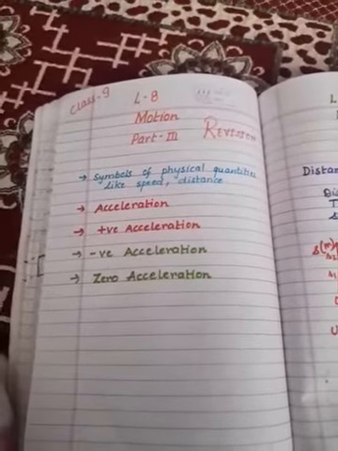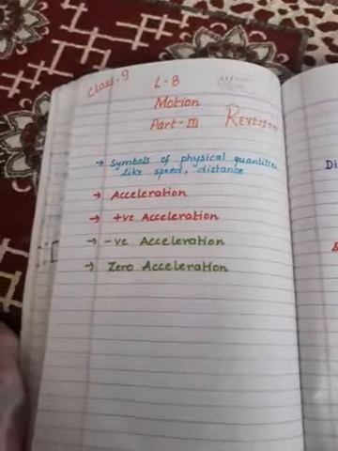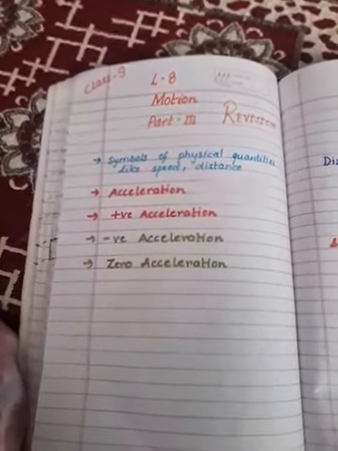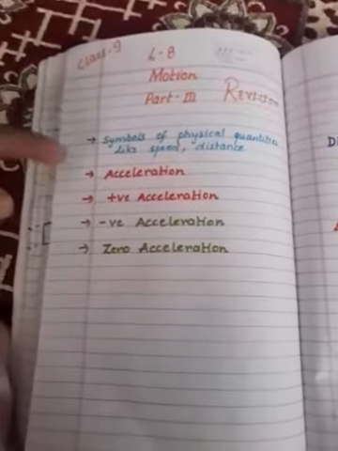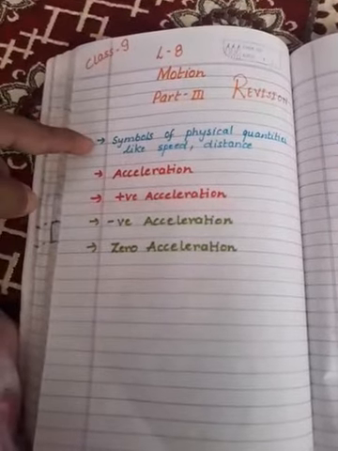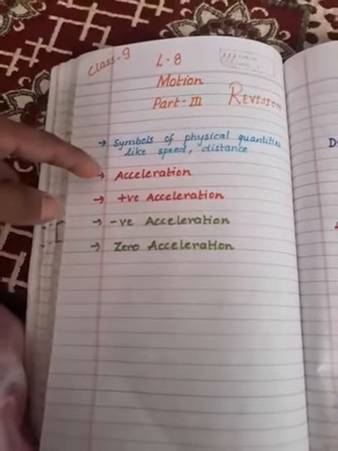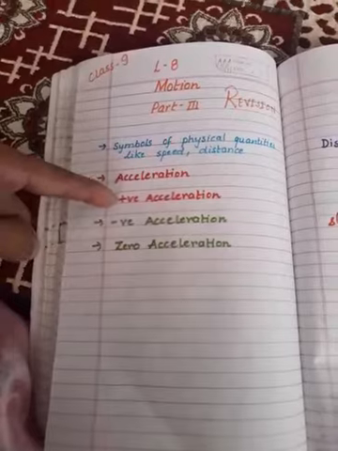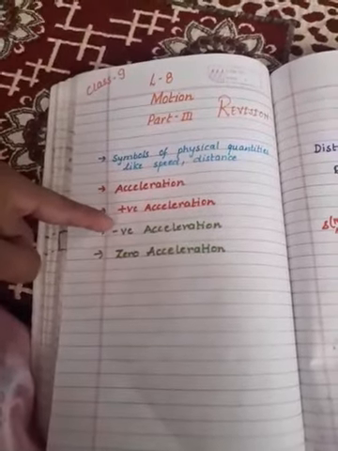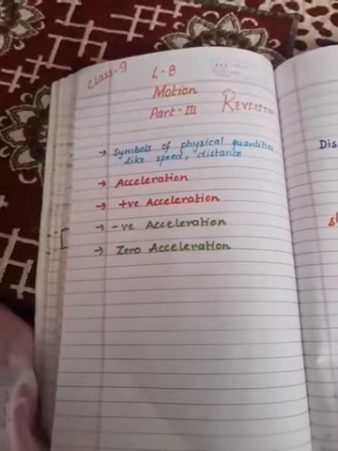Today we will do our part 4th of motion chapter. But before starting part 4th, I want to discuss part 3 topics so that you can keep them in mind. First of all, in part 3 we have done symbols of physical quantities like speed, distance, displacement. After that we have done acceleration and three parts of acceleration: positive acceleration, negative acceleration and zero acceleration. So these parts we have done in our part 3.